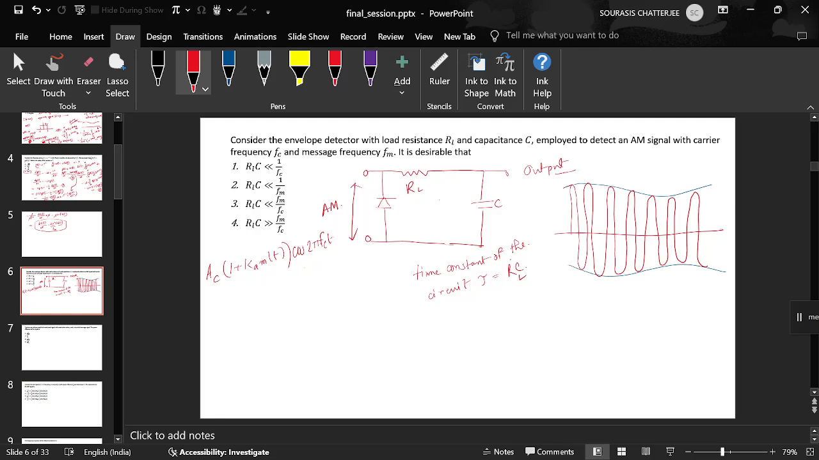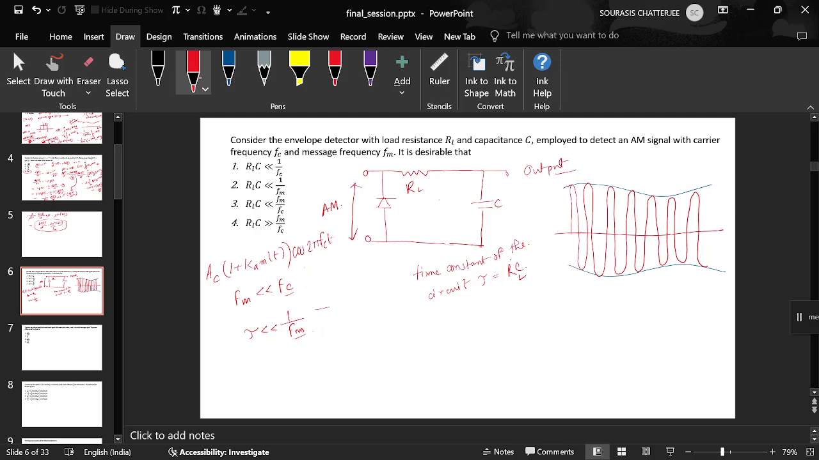So it basically dictates how fast the capacitor is going to discharge or recharge. So for example, first of all, for an amplitude modulated signal we know that the message frequency fm is much less than the carrier frequency. So let's say the first case, when tau is less than 1 over fm. So what is going to happen then? That means the time constant is very high. I mean, the capacitor will take a lot of time to discharge. So in that case, it won't be able to follow the message signal.